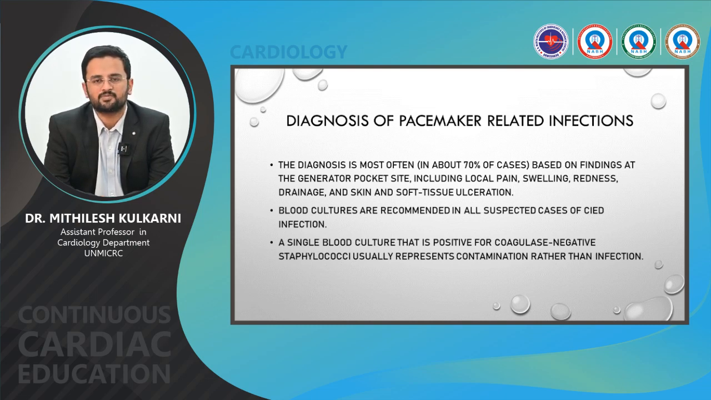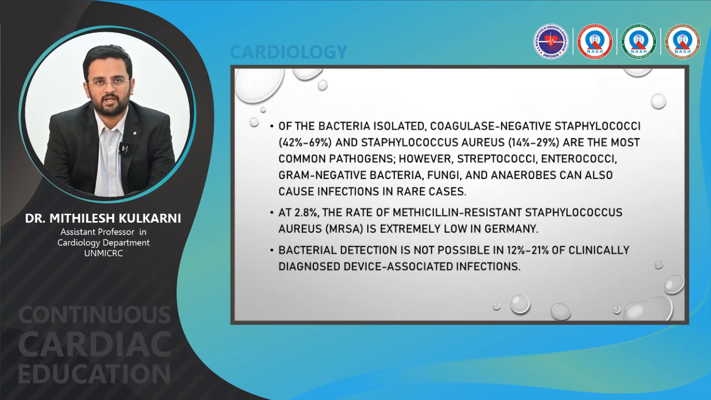A single blood culture that is positive for coagulase negative staph is usually representative of contamination rather than infection. Of the bacteria isolated, the coagulase negative staphylococci, that is 42% to 69%, and Staphylococcus aureus, that is 14 to 29%, are the most common pathogens. However, Streptococci, Enterococci, gram-negative bacteria, fungi and anaerobes can also cause infection in rare cases. At 2.8%, the rate of MRSA, that is methicillin resistant Staph aureus, is extremely low in Germany. Bacterial detection is not possible in 12 to 21% of clinically diagnosed device associated infections.